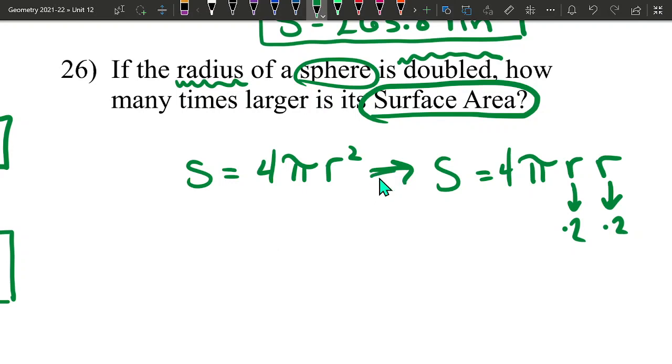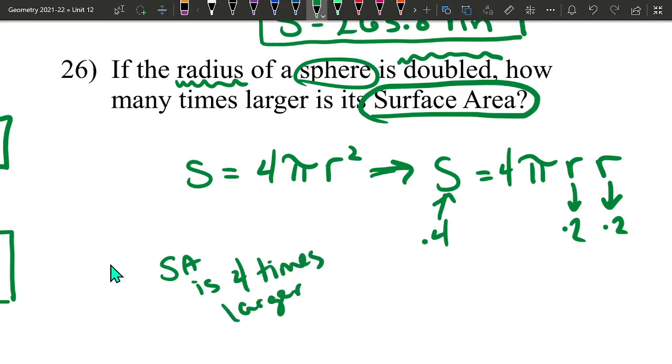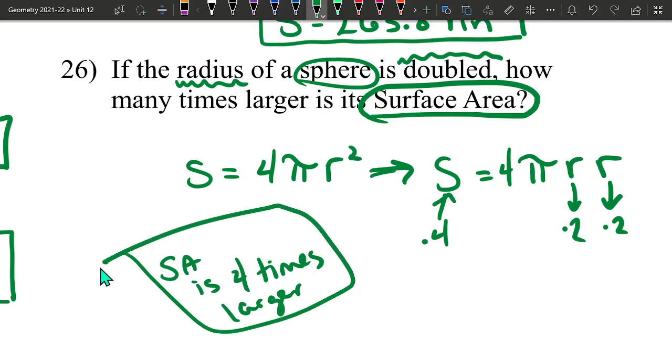So on the right side of the equation, 2 times 2 is 4. So I multiplied times 4 on the right side. So that means on the left side, I have to also multiply times 4 to keep it equal. So what's the effect on the surface area? Surface area is 4 times larger. So you're changing it to keep the equation equal on both sides, just like when you solve an equation.